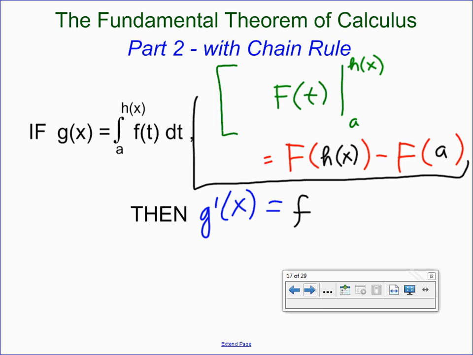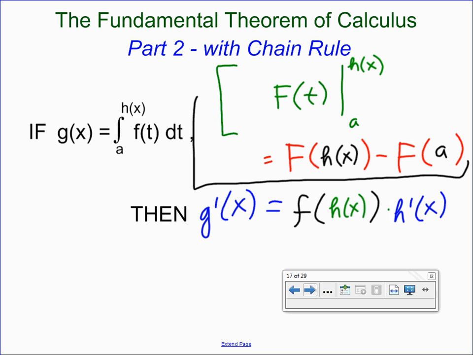Little f, evaluated at the inner function, that's h of x, then times the derivative of the inner function. What's the derivative of my inner function? H prime of x. And so the only difference here is that we're still going to rewrite the integrand function, evaluate at the upper limit. Now we just need to multiply by the derivative of the upper limit. That is the derivative of my inner function. That's the only difference when applying the Fundamental Theorem of Calculus Part 2 with the chain. We'll see exactly what that looks like in the next examples.